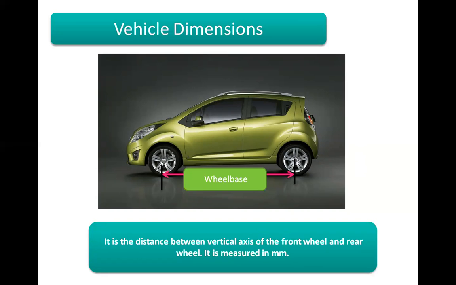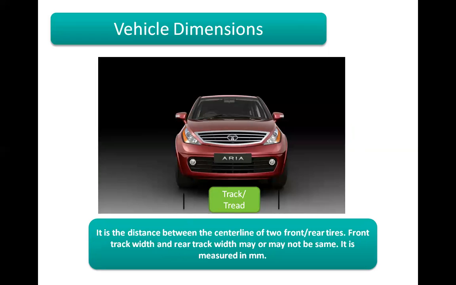So if you see in the picture, the center from front to the rear wheel represents the wheel base, that is the axis of the front and the rear wheel, and it is always measured in millimeters. So the picture can clear you the centroidal distance between the two wheels, that is front and the rear, is called a wheel base.